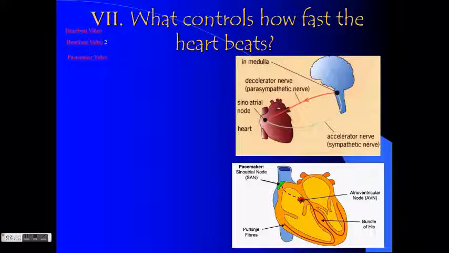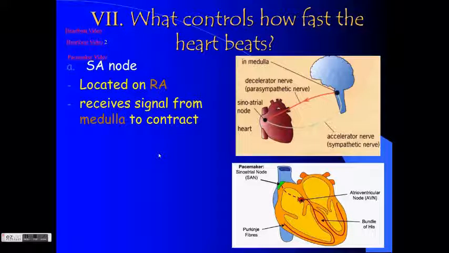In order to know when to beat the heart, there's a process that's involved, and we kind of want you to be familiar with this process. The first thing to know about controlling the heartbeat is that there's a series of nerves on top of the heart called the SA, or sinoatrial node. The SA node is located on the right atrium. So here it is in this picture, same thing in this picture, on top of the right atrium.